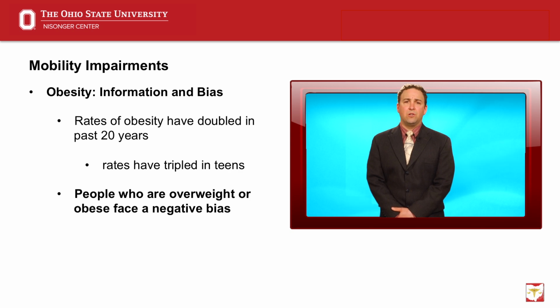Over the past 20 years, the prevalence of mobility impairments due to obesity has increased, as obesity rates have doubled in adults and tripled in teenagers. It is important to understand that the issues involved in weight are a complex blend of genetic, environmental, and psychological factors. Unconscious bias against this population may affect the quality of services they receive.